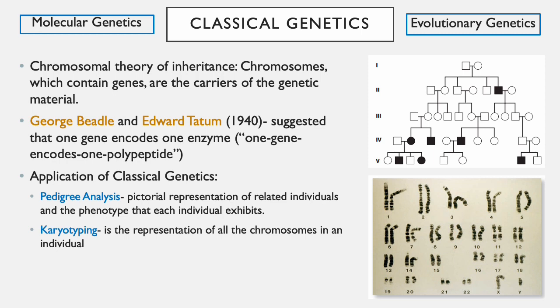Classical genetics also deals with the chromosomal theory of inheritance. In this chromosomal theory of inheritance, chromosomes, which contain genes, are the carriers of genetic material. George Beadle and Edward Tatum suggested that one gene encodes one enzyme. We have what we call one gene encodes one polypeptide. The applications of classical genetics include pedigree analysis and karyotyping, which we will be covering in detail.